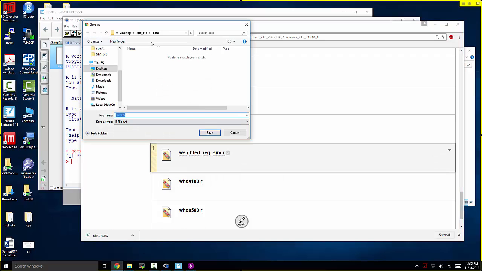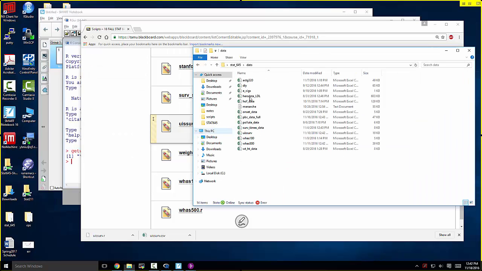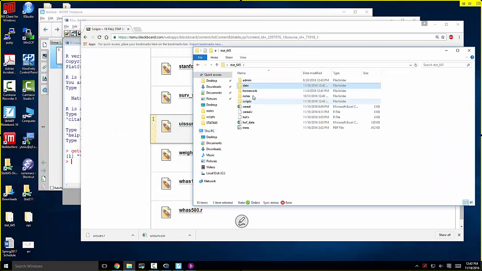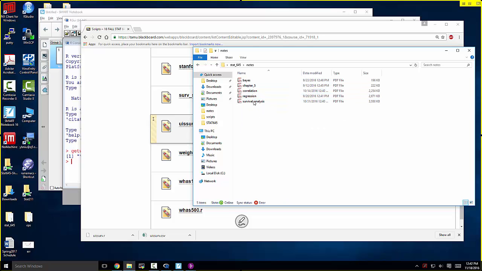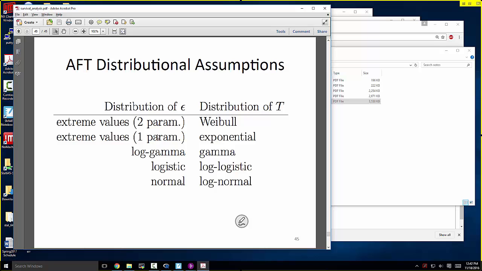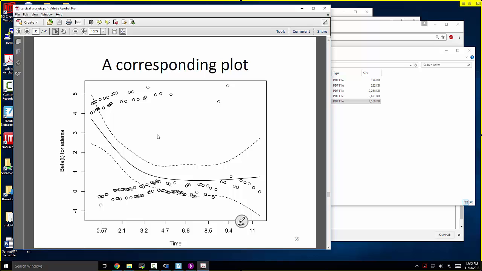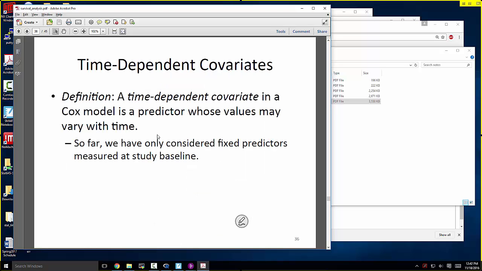So let me briefly review the issue. What is a time-dependent covariate? And how can we deal with one? And then I'll show you with a real example. Okay, so there's a handful of kind of technical issues that come up with Cox models, one of which was time-dependent covariates.